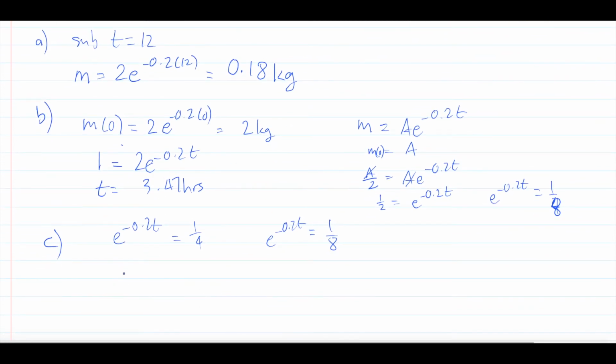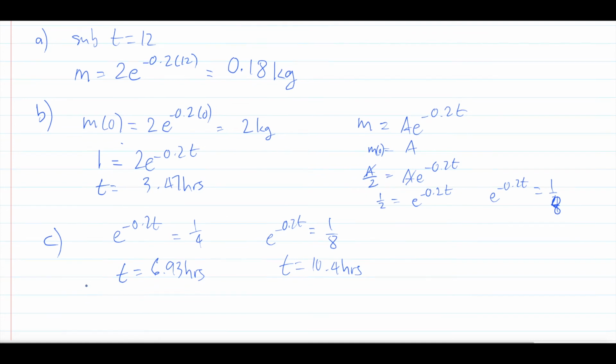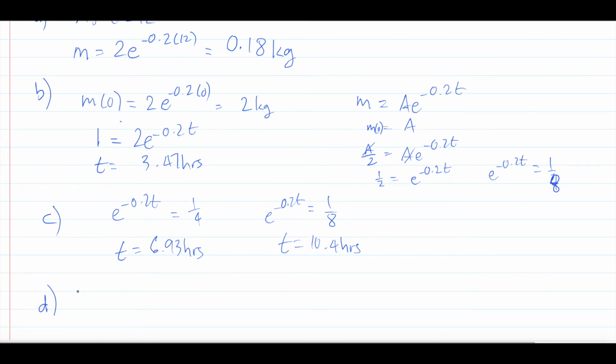So it reduces the number of working out. If it's just a 1 mark question, literally just solve for it quickly, just like that. So for the first one, you get 6.93 hours, and for the second one, you get 10.4 hours if you solve for t. Okay, so that is part C, and then let's do the last part, which is part D.